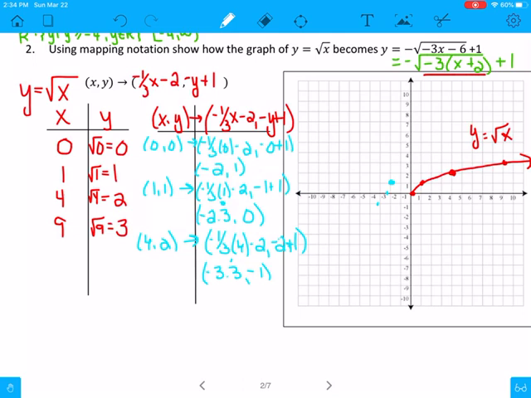I'm just going to do it over here because it's easier to write if I'm not squishing. So 9 and 3 is going to become negative 1/3 times 9 minus 2, comma, negative y, so negative 3 plus 1. So negative 1/3 times 9 is negative 3, minus 2 is negative 5, comma, negative 3 plus 1 is negative 2. So my other new point's at negative 5 and negative 2.